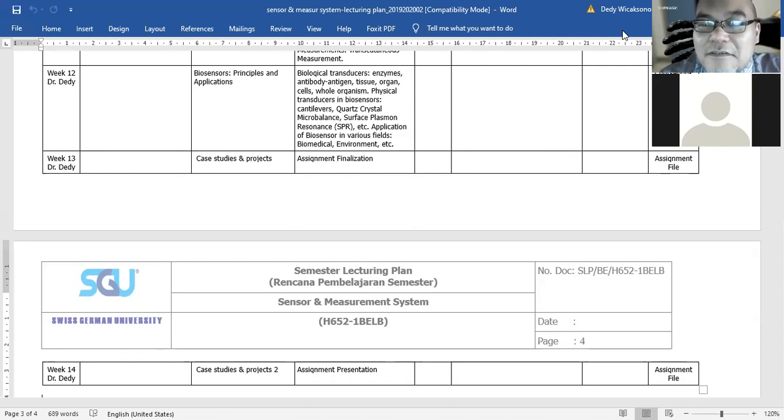So then you can brainstorm within your group how to solve this problem that is left by the previous group, and then improve their sensors.